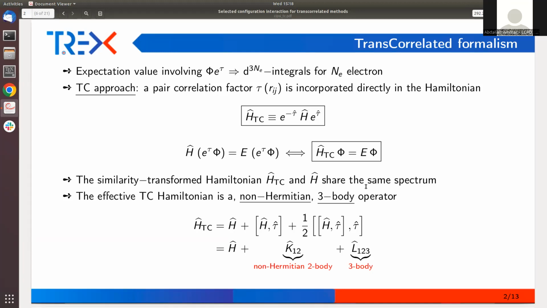Yes, right. So you are right. H and H_TC as operators share the same spectrum, but once projected in some finite basis, we will not find the same eigenstates. We will find the same eigenstates and eigenvectors in the limit of complete basis set. So when we work in a finite basis, we will not necessarily find the same eigenstates.